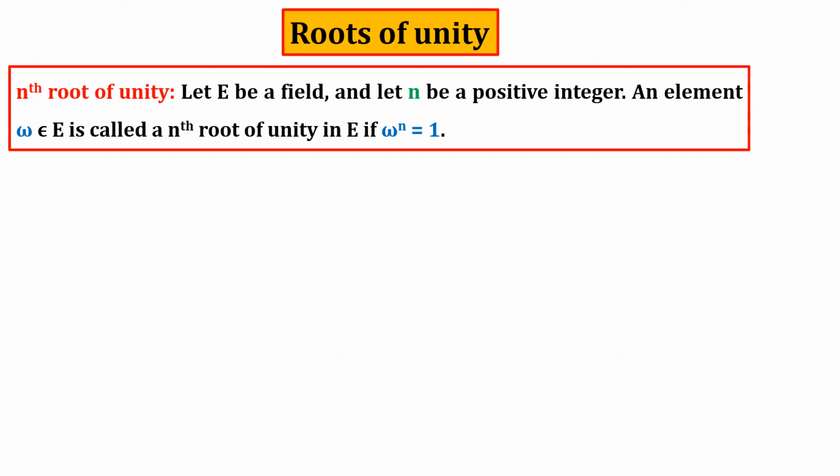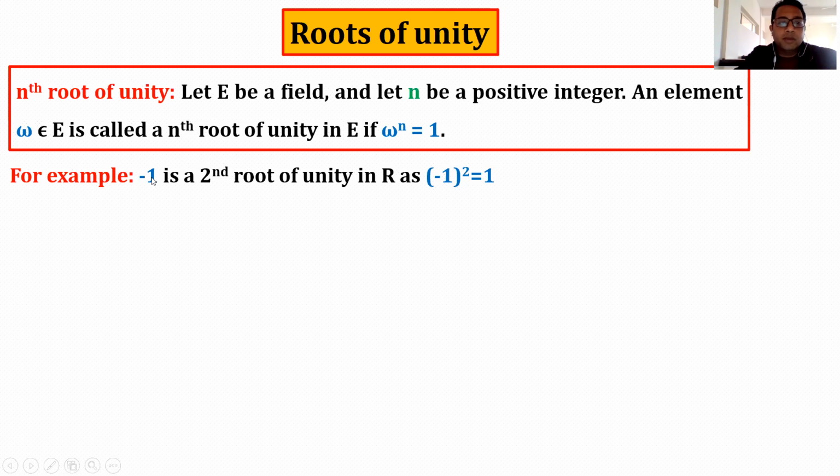So the definition is: let E be a field and let n be a positive integer. An element omega belonging to E is called an nth root of unity in E if omega^n is equal to 1. Means we will call nth root of unity that element whose power n gives the answer 1, the multiplicative identity. So omega is called an nth root of unity if omega raised to power n is equal to 1.